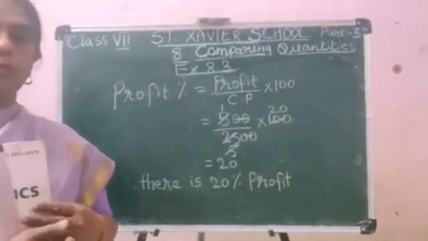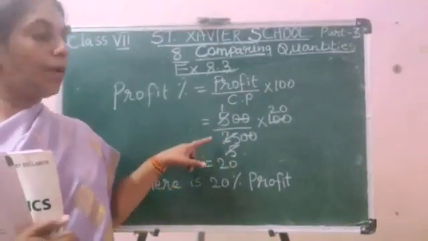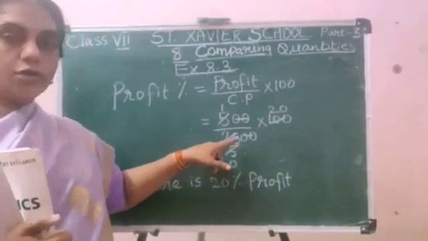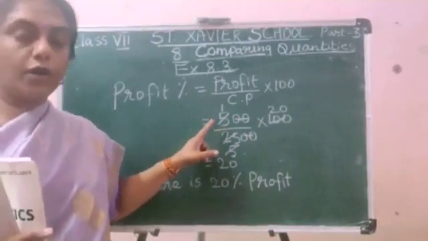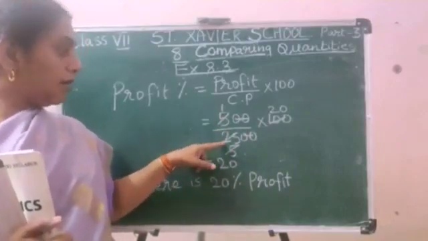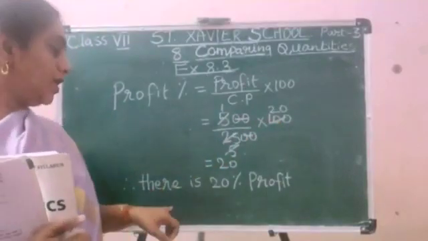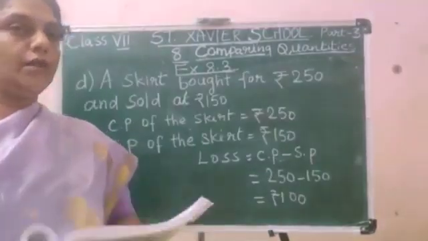Profit percentage equals profit by cost price into 100. The profit we got is 500 rupees by 2,500 into 100. So in 500 and 2,500, two zeros are cut. Now 5 and 25: in the 5 table, 25 is 5 times. So 1 5 is 5 and 5 5s are 25. 5 and 100 is simplified, and it will come 20. That is 20% profit. D.